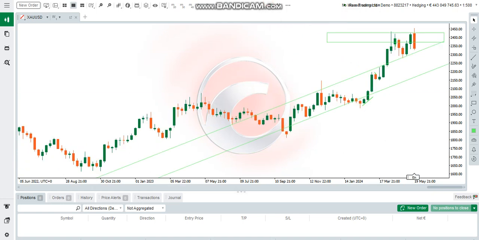It makes it valid. Now, this is just a perfect illustration of what I've shown in my previous class: price making higher highs and then also making lower lows. So this is a perfect bullish setup for a buy position on gold for the next coming week.